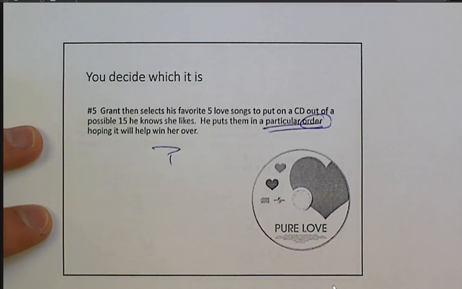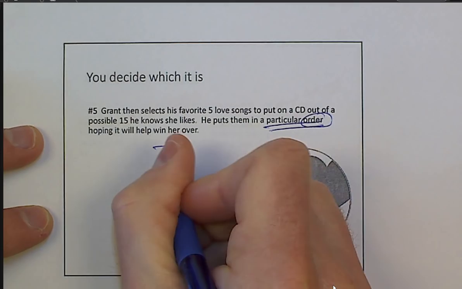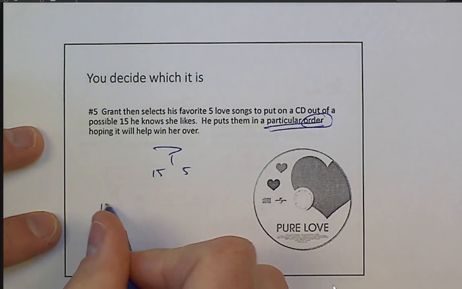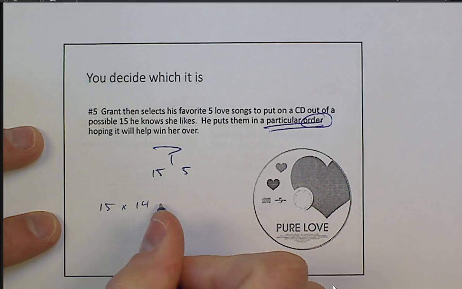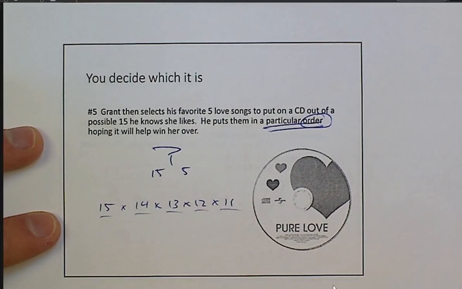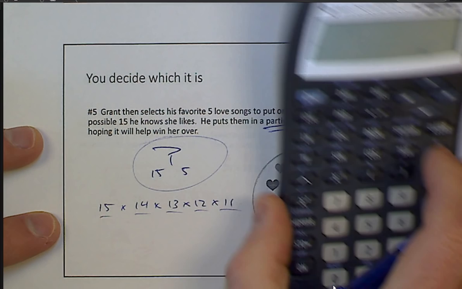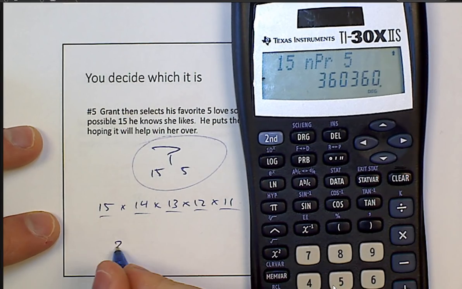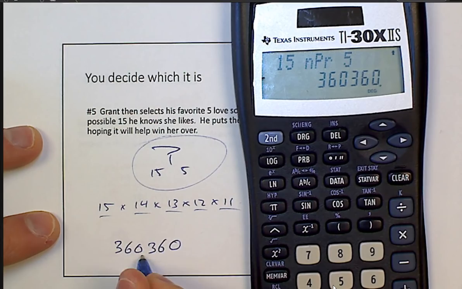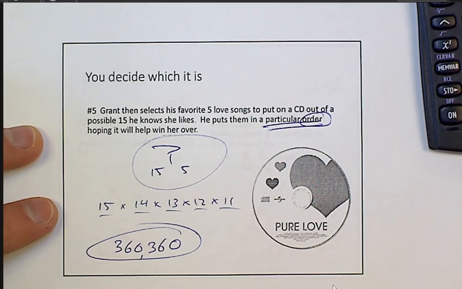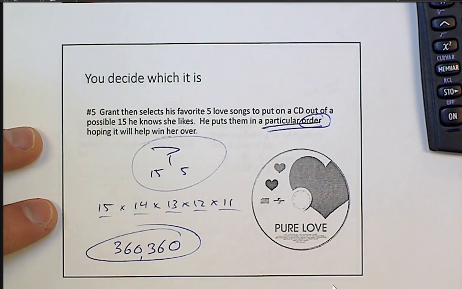Permutation because order matters. So we've got 15 total songs, 5 songs that we're going to put in a specific order. So we know we're going to have 15 times 14 times 13 times 12 times 11. Order matters. Or we can just put it in our calculator as a permutation. So it's 15 permutation 5, and we have 360,360 possible ways to put those songs in order on his Pure Love CD mix.